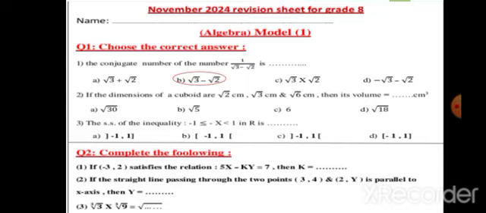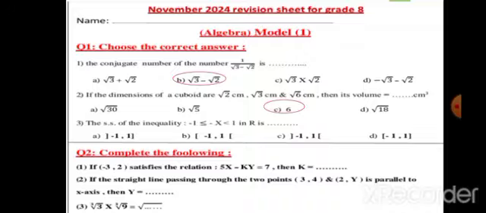The dimension of cuboid is root 2 and root 3 and root 6 centimeter. Then what's the volume of this cuboid? Volume of cuboid equal length times width times height. So root 2 times root 3 multiplied by root 6 equal 6.